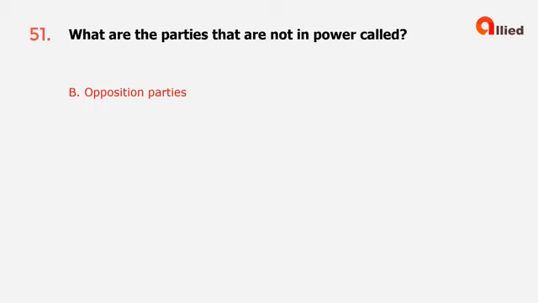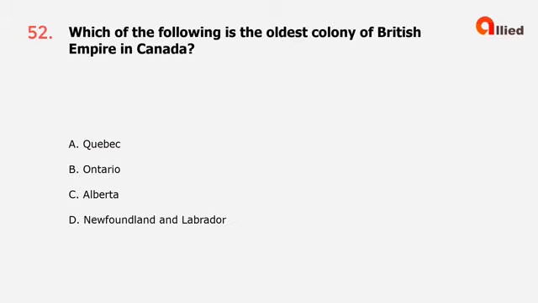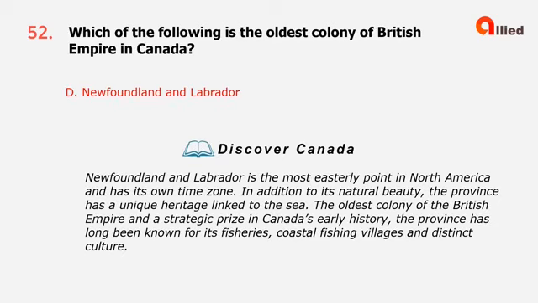The answer is B. Opposition parties. Question 52. Which of the following is the oldest colony of British Empire in Canada? A. Quebec. B. Ontario. C. Alberta. D. Newfoundland and Labrador. The answer is D. Newfoundland and Labrador.